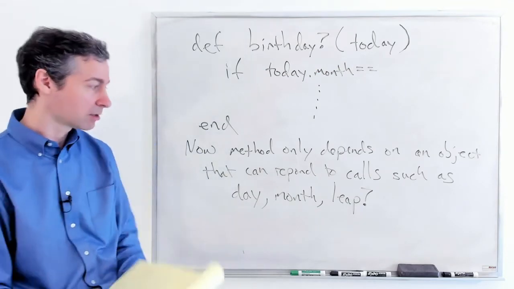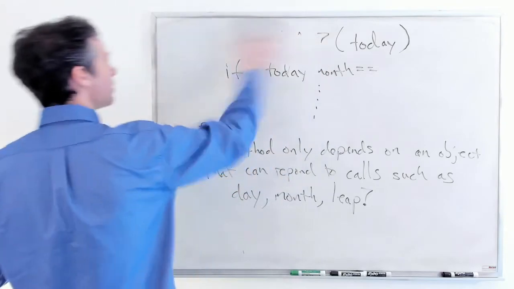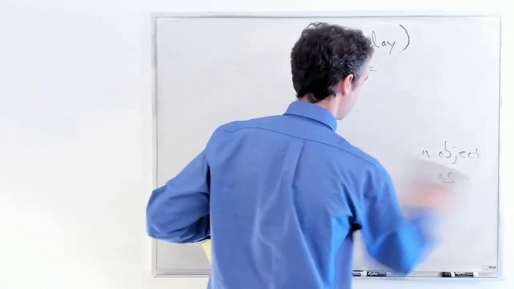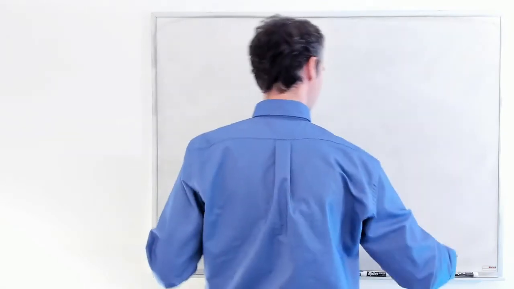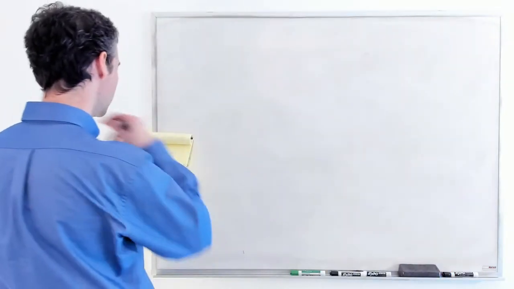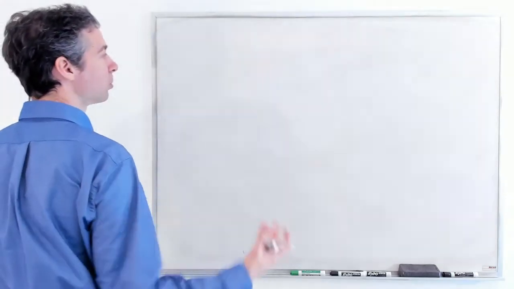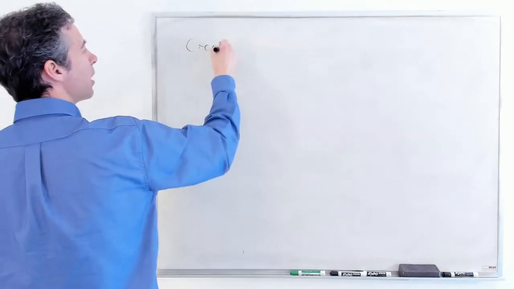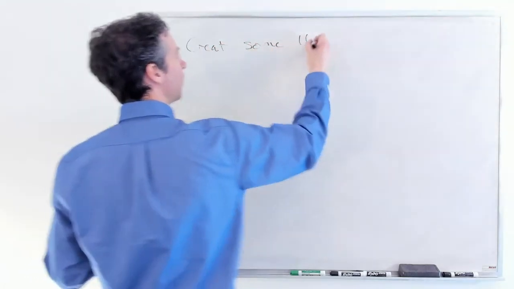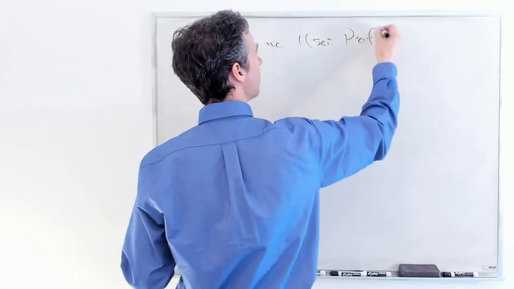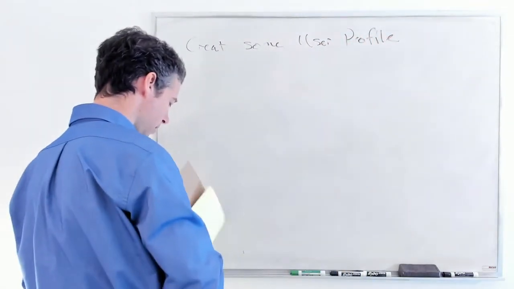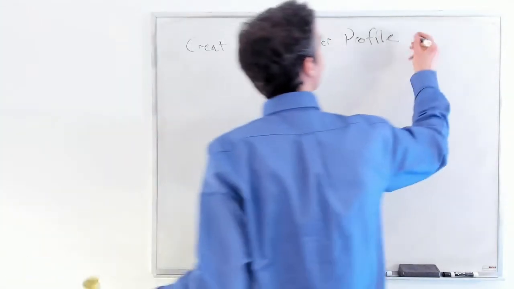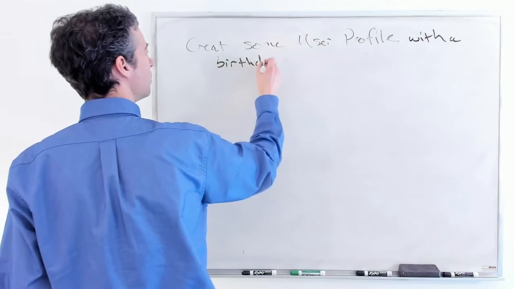All right, so now that we've done that, what does it take to test the method? Well, it's really simple, because now we have complete control of being able to control what today's date is. So you could create some user profile with a birth date. I'm not going to show you the code to do that.